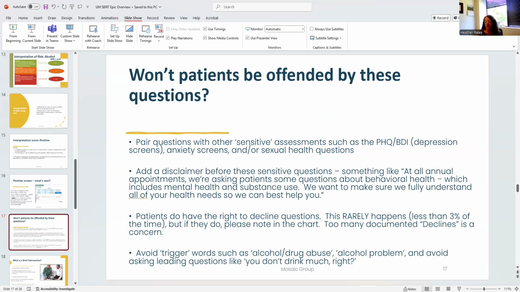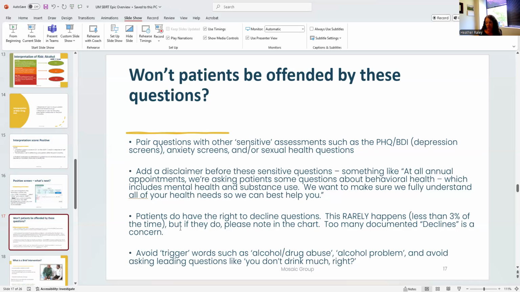Patients have the right to decline, but we do notice that when there is the option within the system to decline, people tend to overuse that. The declination rate is less than 3% on average. And so if the patient does decline, please note that in the chart, but it rarely happens that a patient refuses to answer the questions.